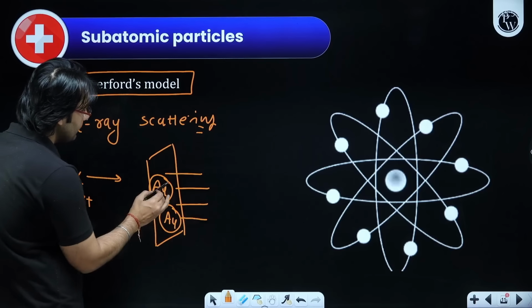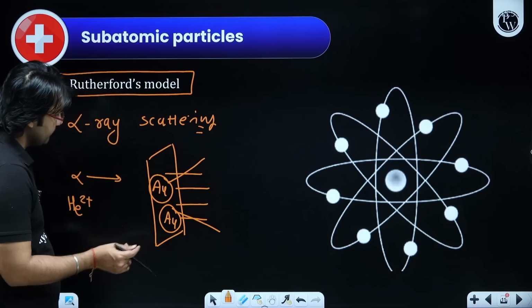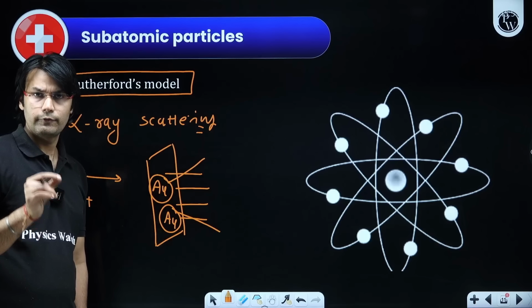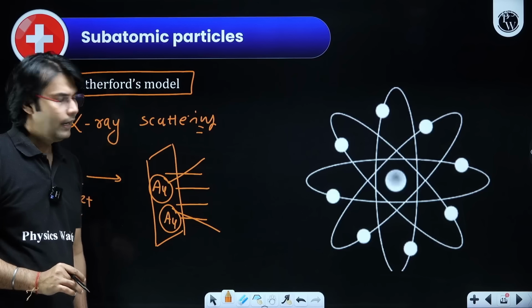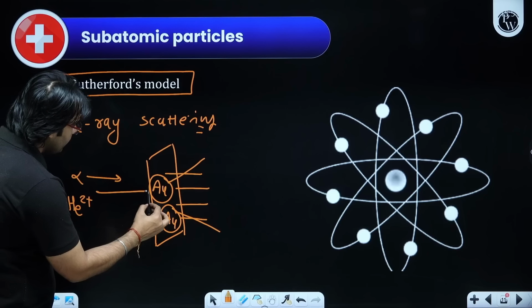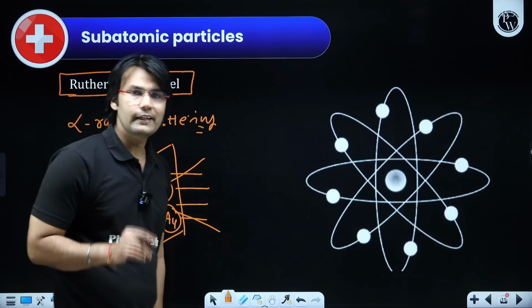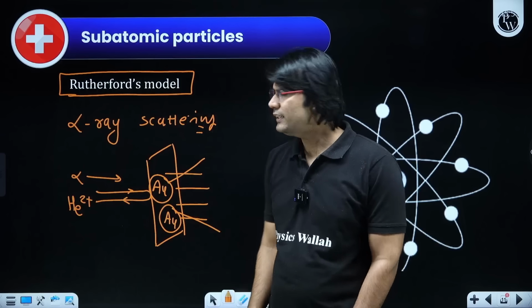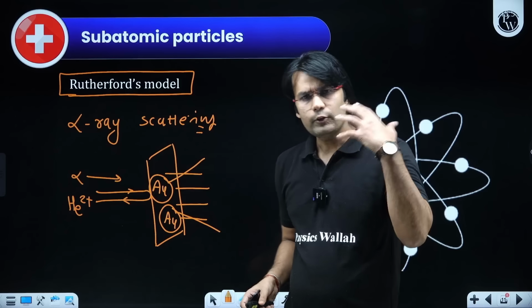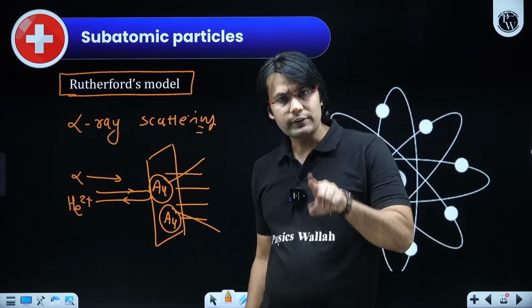Some of the alpha particles get deviated when they pass from near the nucleus, and very rarely, 1 out of 15,000 alpha particles was reflected back on its own path. So see, what's the point? When Thomson said that positive charge is distributed throughout the atom, Rutherford tried the alpha ray scattering experiment just to check that point.